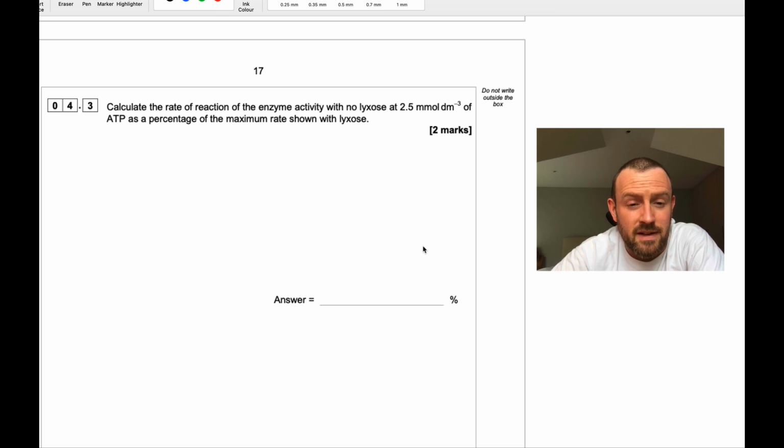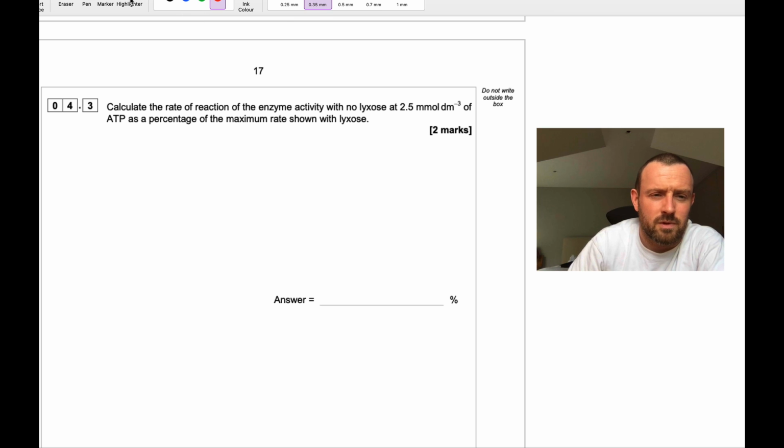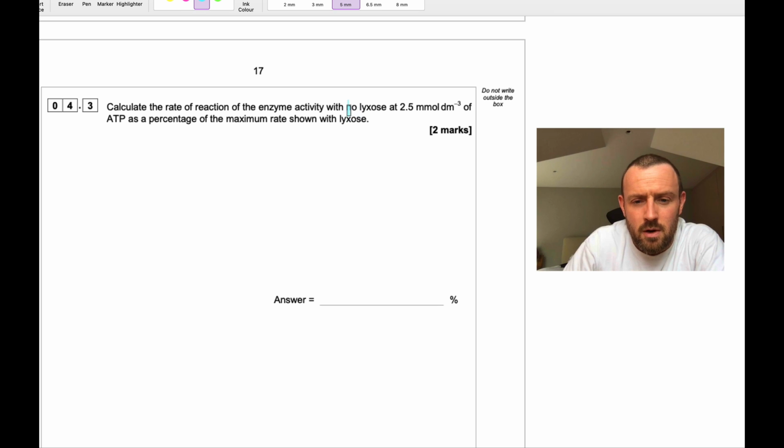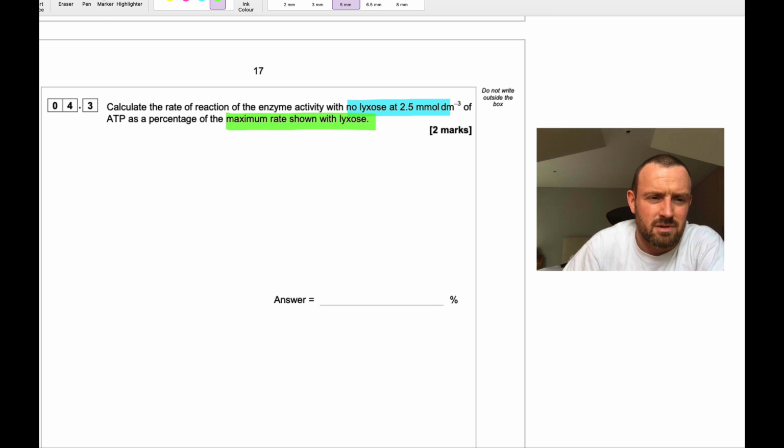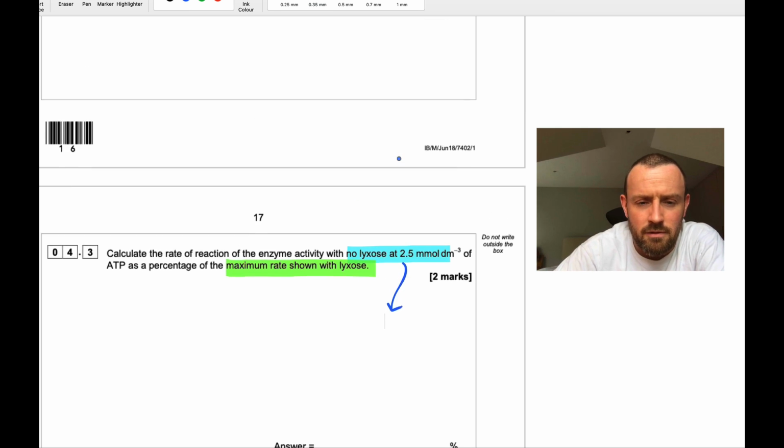Calculate the rate of reaction of enzyme activity. This is such a ridiculous question. This is just designed to trip you up. Enzyme rate of reaction, no lixose at 2.5 moles versus maximum rate shown with lixose. God, what a silly question. Okay, so no lixose at 2.5 moles. Let's find that from the graph.